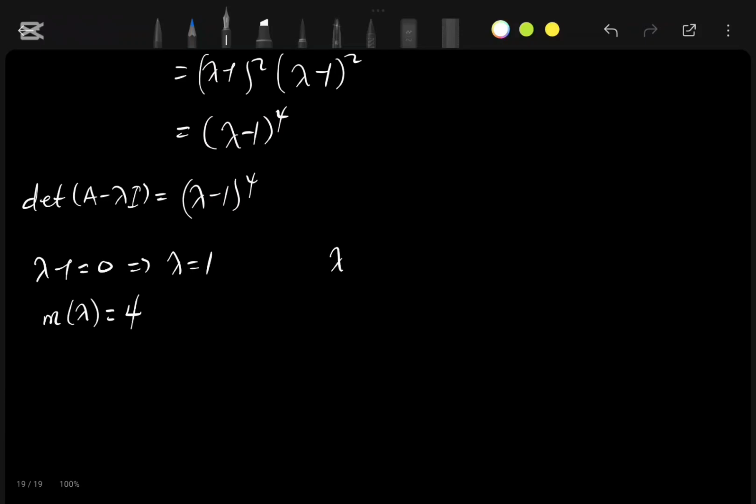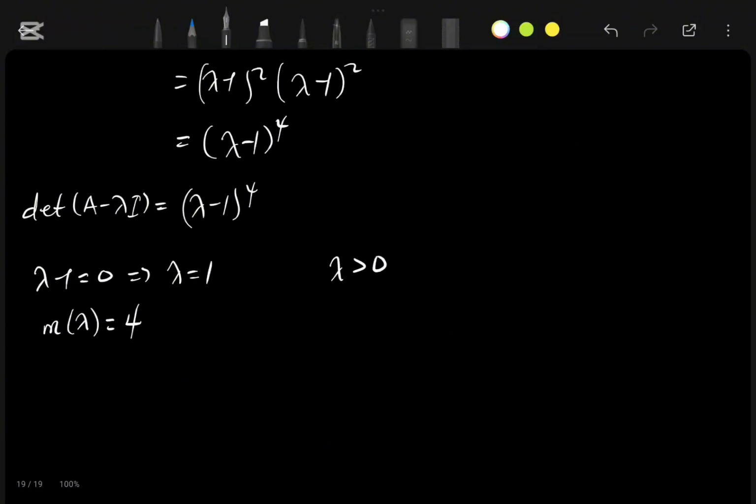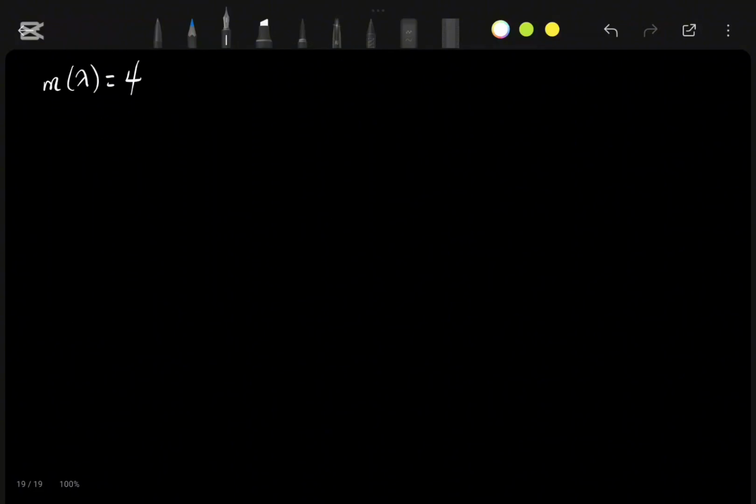And now lambda equals 1 is positive, so lambda is greater than 0 for all values of lambda. So what do we see? That the system is unstable, or we only have the unstable subspace for this system. So the system is unstable at the origin.